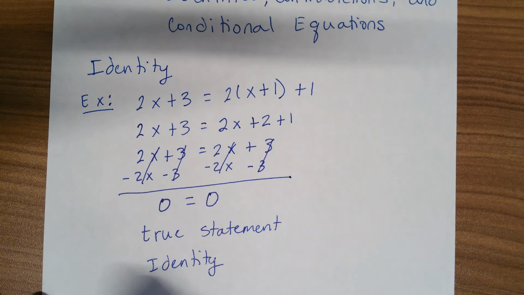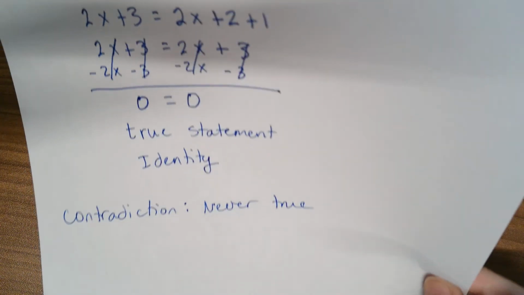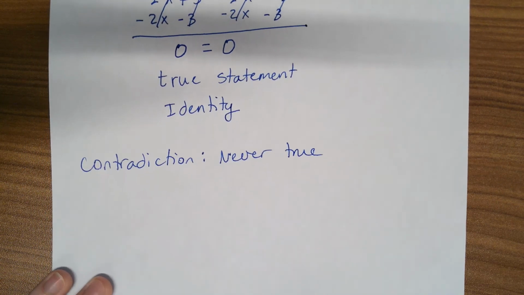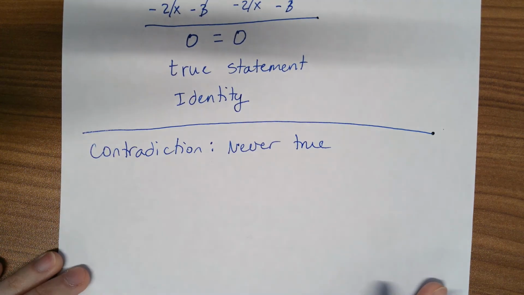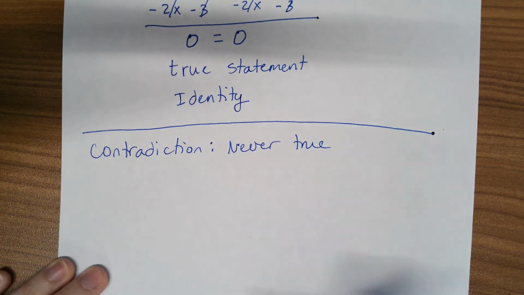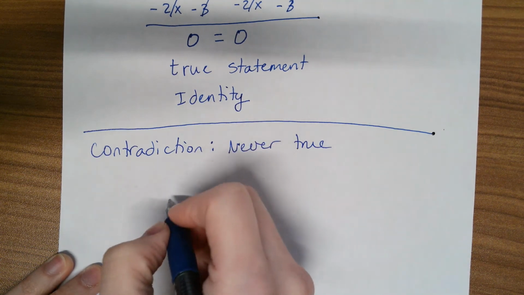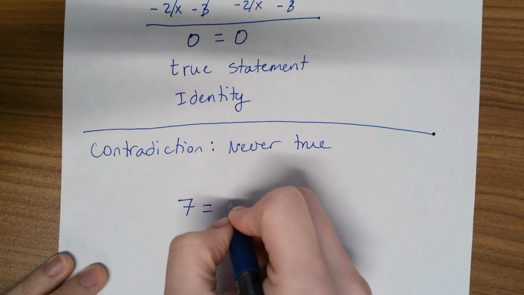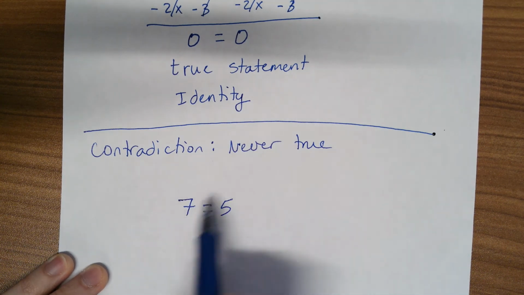So a contradiction is something that is never true. Now, how do I know? And a contradiction is something that is never true. So if I'm solving an equation, how do I know if I have a contradiction? So long story short, let's say we're solving an equation and we end up with something like 7 equals 5 at the end. Well, our variable canceled out and now I'm left with this.